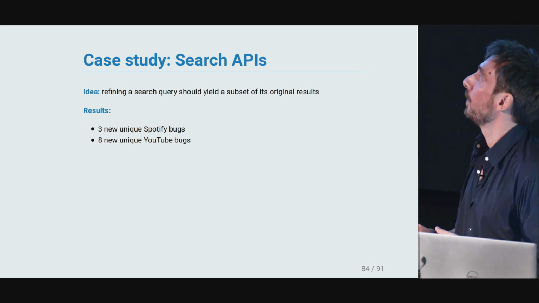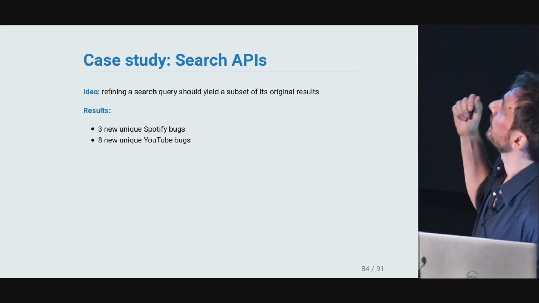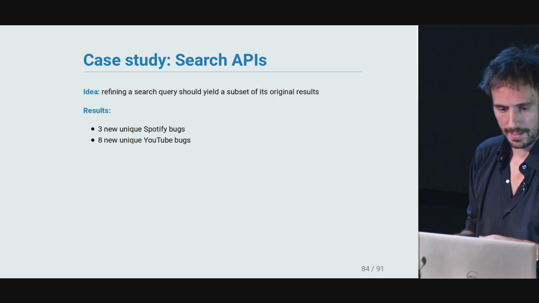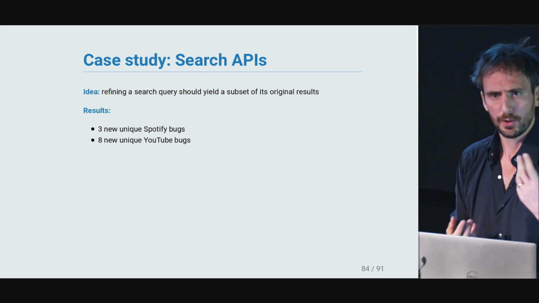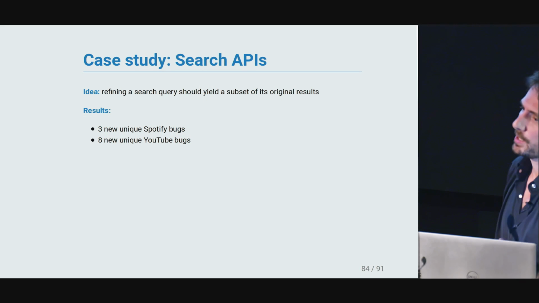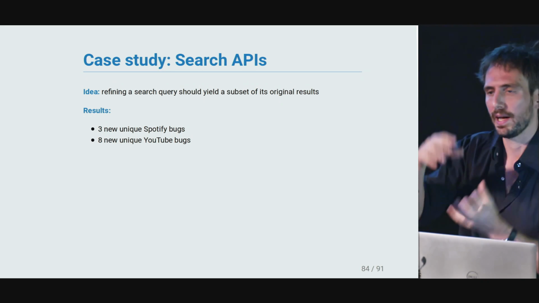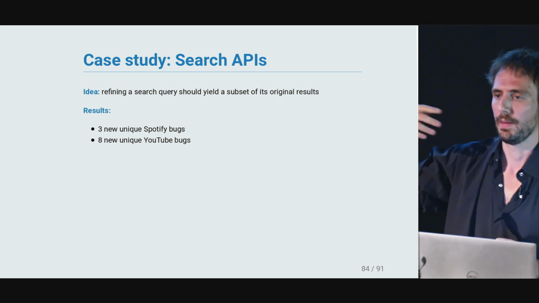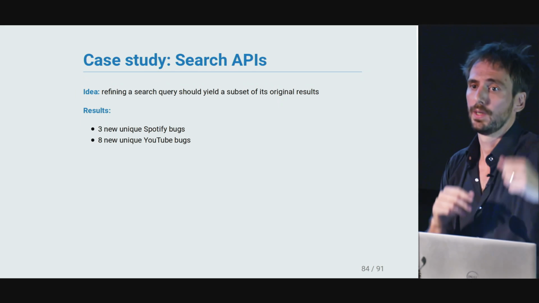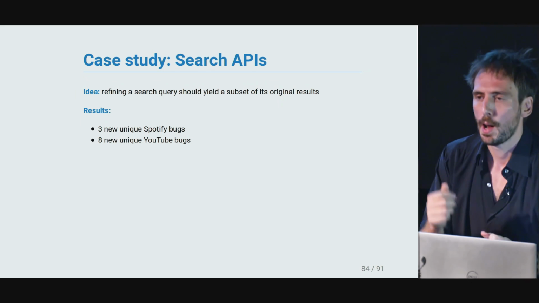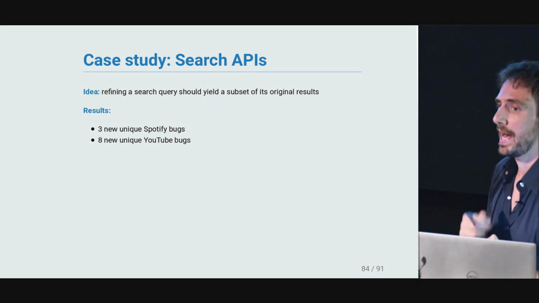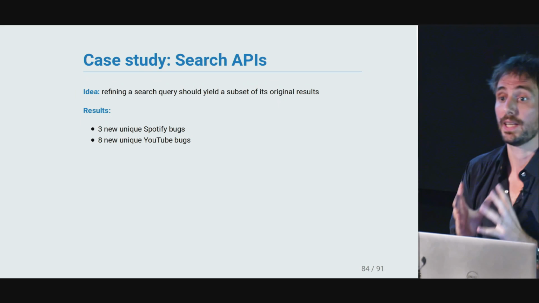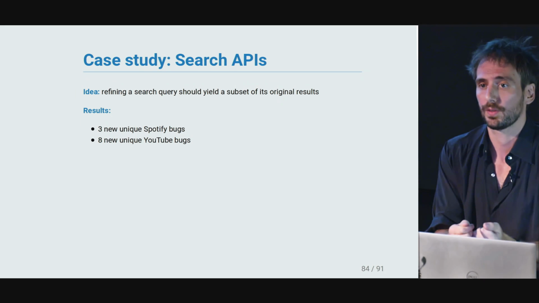Another case study, which I've already alluded to a couple of times in the past, is testing search APIs, such as Spotify or YouTube. The idea was, if I run a query and I refine that query, then I should be able to know how my refined result should behave. So if I were to search, say, for all the songs from the Flaming Lips, that's going to give me a set of results. And then if I say, well, I want to run the same search, but for all the songs published after 2010, that's going to yield a result set that is a subset of the initial one. You don't know if the results are correct.